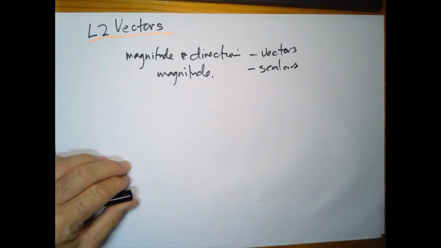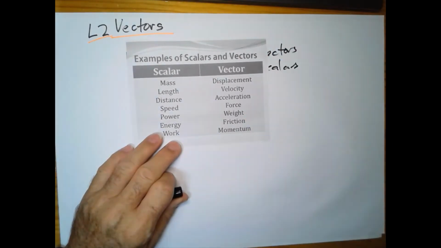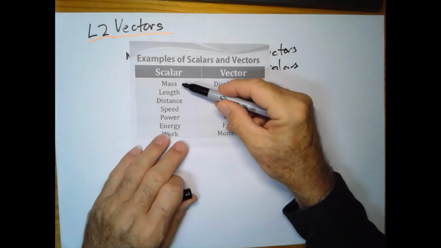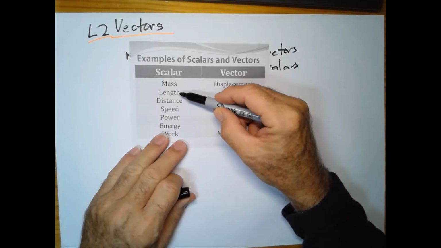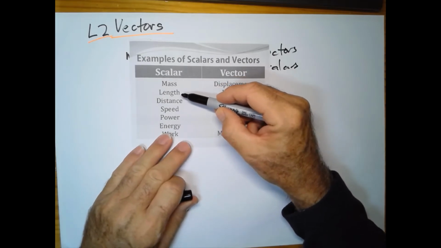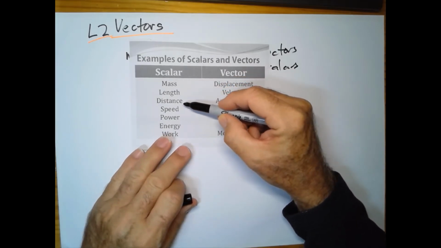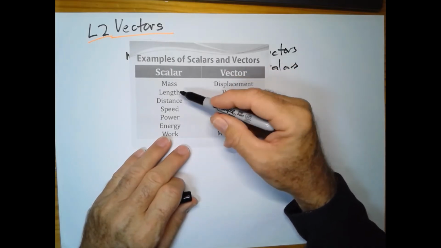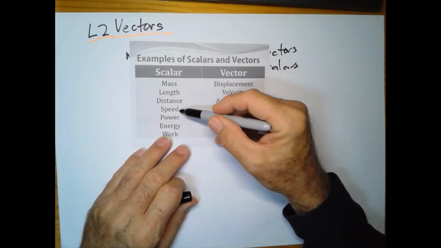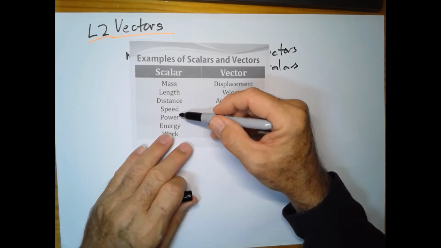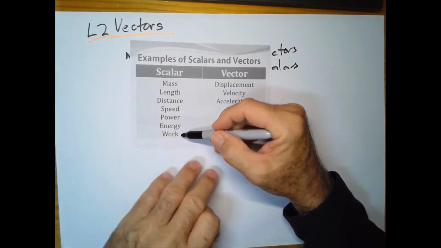For example, let's have a look at some scalars. Mass, just a number, 2 kilograms. Length, just the length, 1.3 meters. A distance, again 4.6 kilometers. Speed, no direction. Power, energy, work.